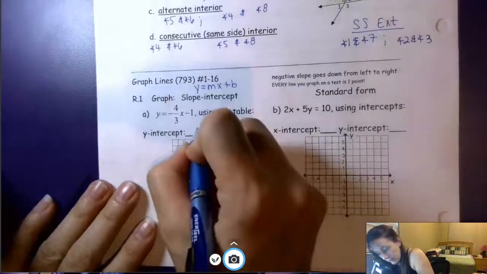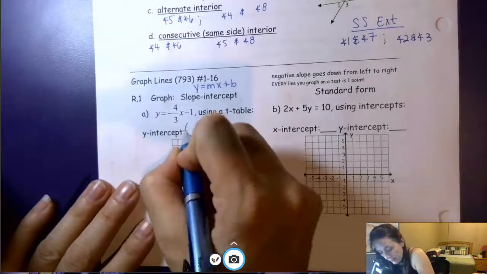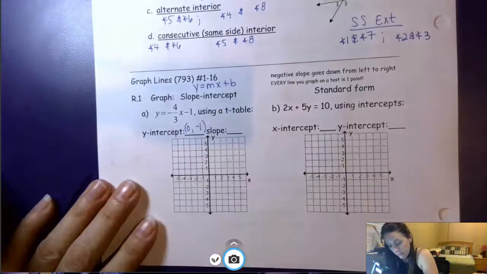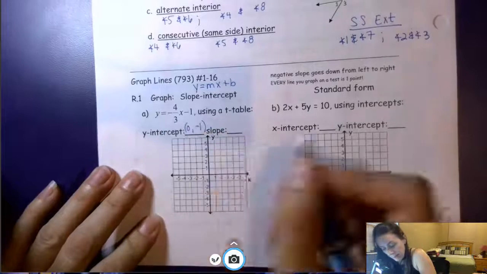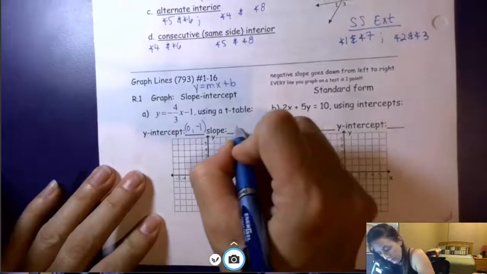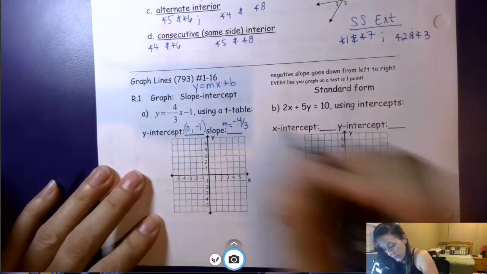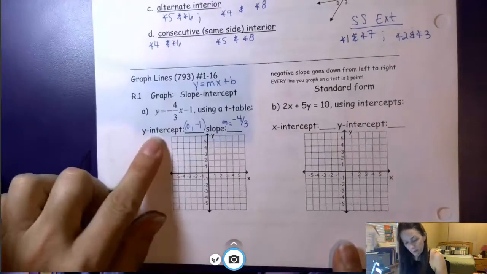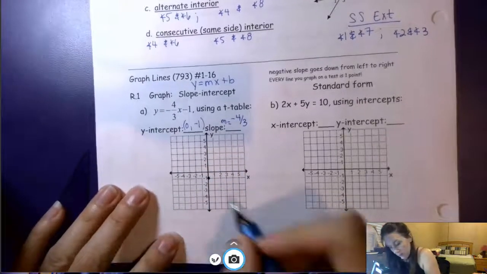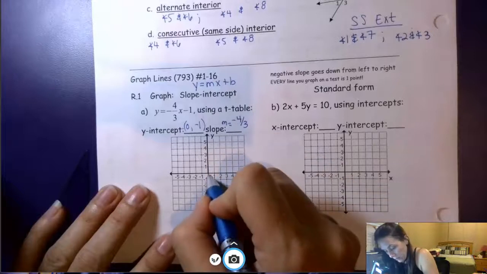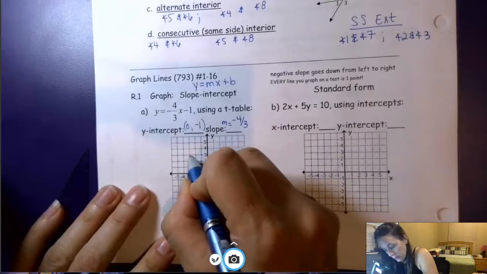It is -1. Now, it's not just -1, it's the actual ordered pair. So technically, it's 0, -1. Now, your slope is what's in front of the x, it's your m, and it is -4/3. So you can plot this by plotting your y-intercept at 0, -1. Now you go up 4, and it's going to be a negative slope, so I want to go back 3, 1, 2, 3.